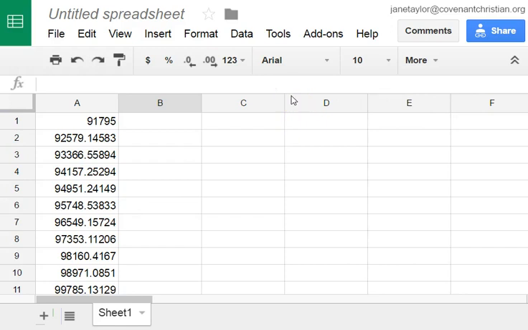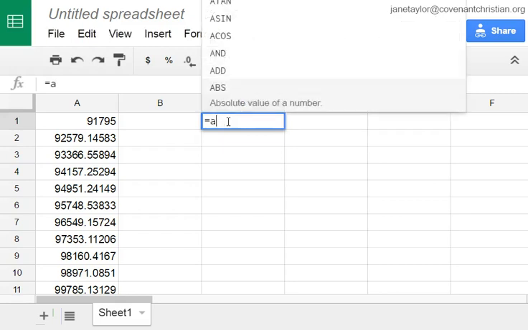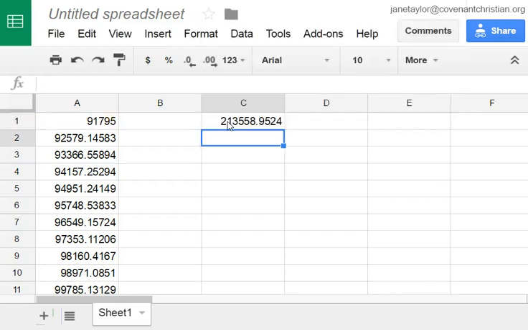Now let's say I wanted to know of that total amount that I have after 120 months, how much of that is interest and how much of it is money that I actually deposited into the account. So I'm going to start by just saying this is equal to A121. And that picks up that number there at the bottom. That is my total.